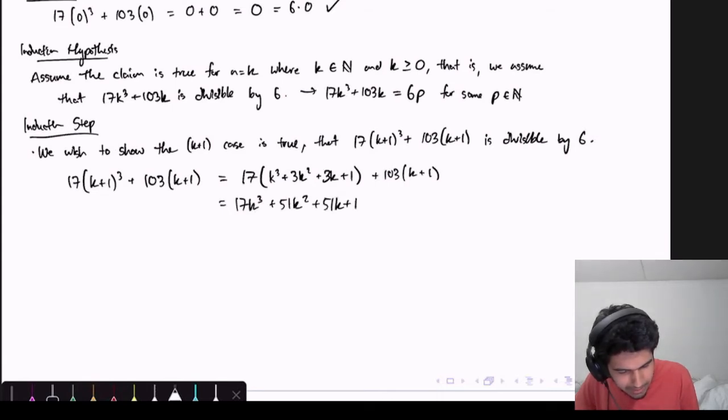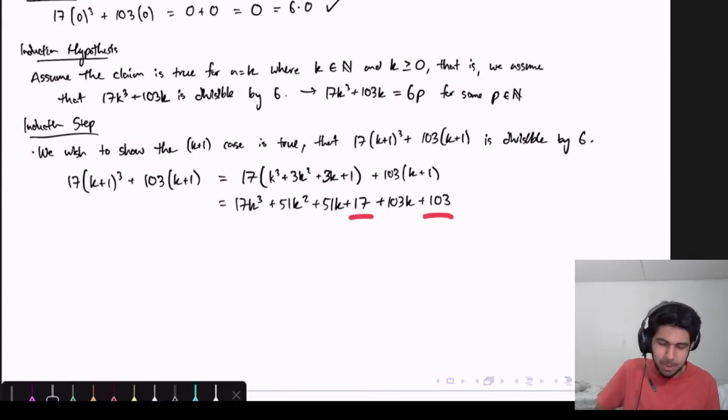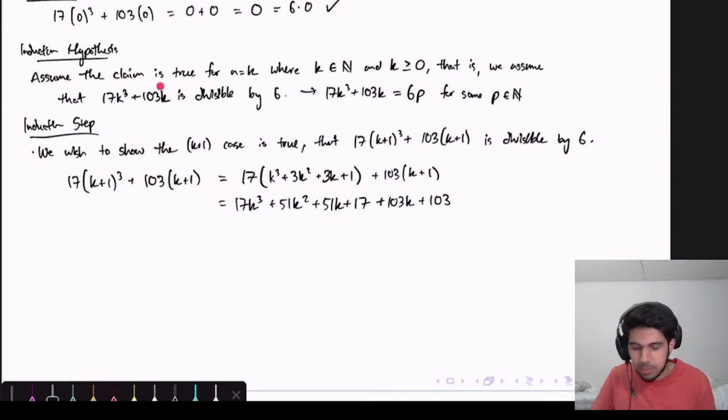It's always good to expand things out because then you can narrow in on what you're looking for. And what I mean by narrow in is that actually we can simplify this just a tad bit more, but I don't want to. Like we could combine this 17 and 103, we can combine this 103k and 51k. The reason I don't want to is because I want to narrow in on something that we assumed, right? We assumed that this sum is divisible by 6, and we see that sum right here.